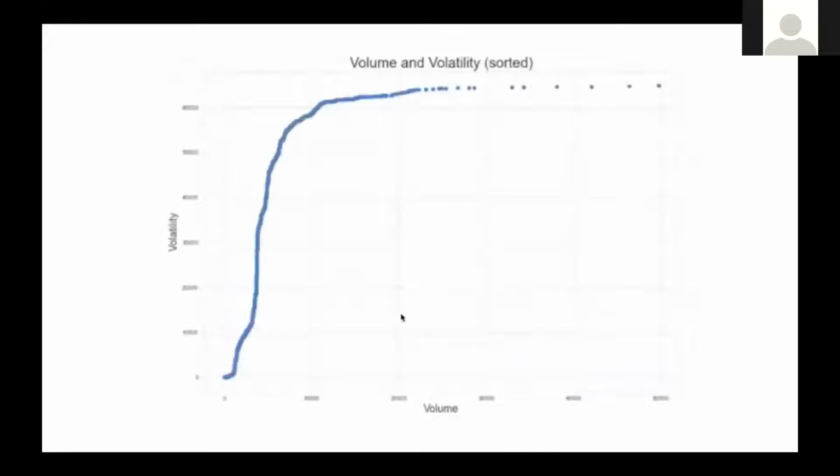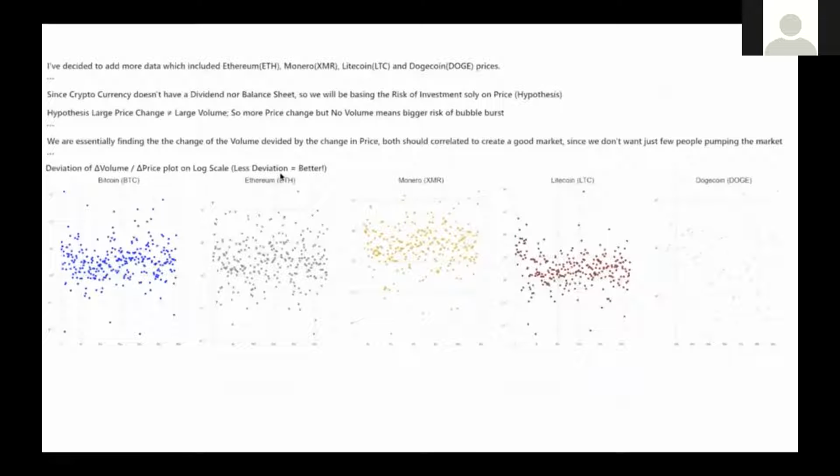Then we want to see the correlation, so we sorted them out and plotted them again. Here, for my hypothesis, I added more data: Ethereum price, Monero price, Litecoin price, Dogecoin price. Since crypto doesn't have a dividend or balance sheet, it is pretty hard to calculate the risk of the investment. So here's our hypothesis: if there's a large change in price without any volume, it will be more like a bubble going to burst.